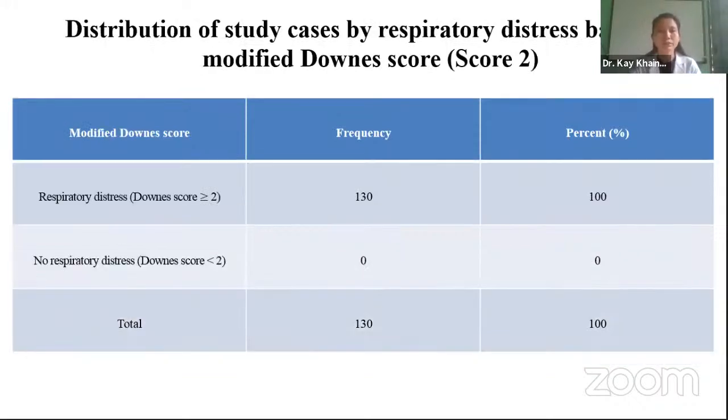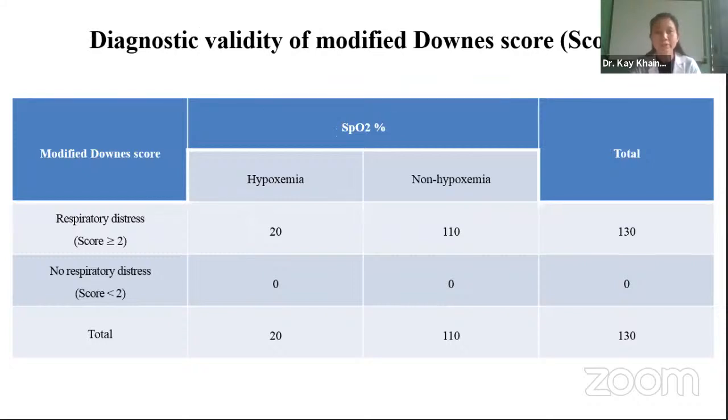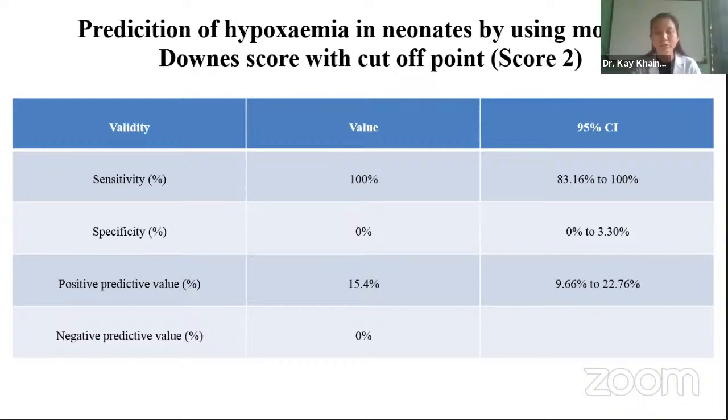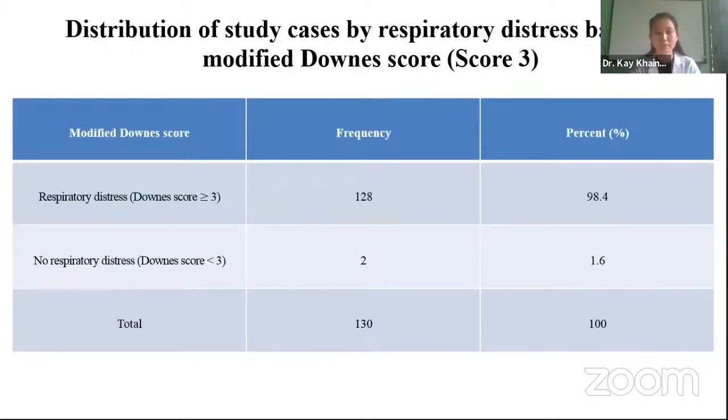This data shows distribution of study cases by respiratory distress based on modified Downes score, score 2. This data shows diagnostic validity of modified Downes score, score 2. This data shows prediction of hypoxemia in neonate by using modified Downes score with cutoff point score 2. Sensitivity 100% and specificity 0%.